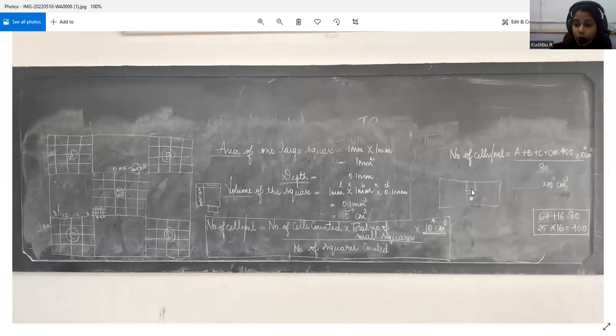So this is how the hemocytometer, that is the Neubauer counting, becomes handy. It is a very simple methodology to assay the yeast count, to enumerate the yeast count in the given suspension.